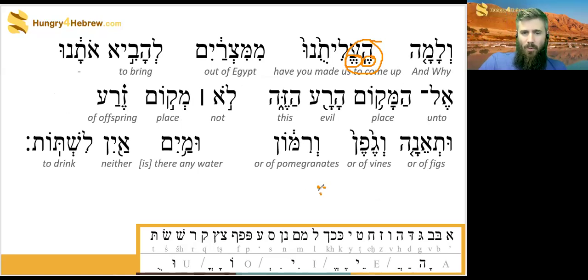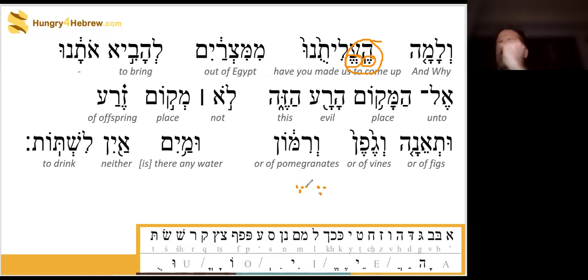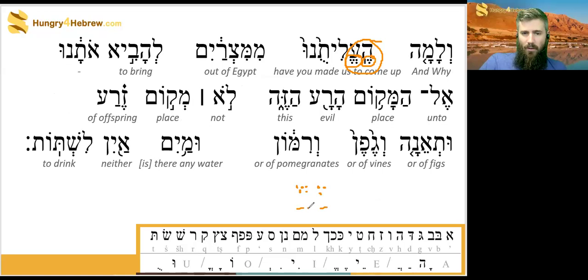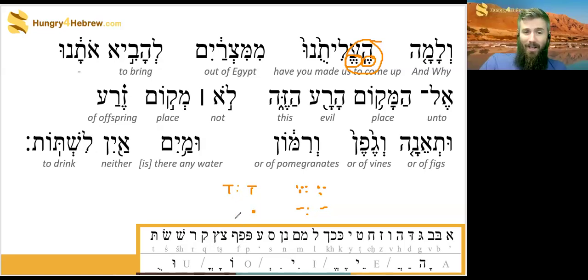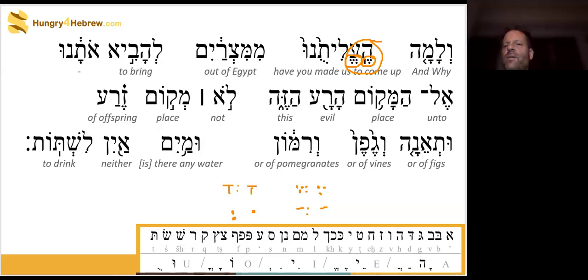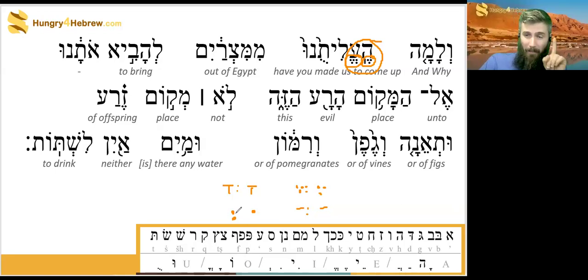Segol goes with reduced segol. Patach goes with reduced patach. Kamatz katan goes with reduced kamatz. And now get this. Chirik goes with shva. So apparently, shva was originally a reduced vowel.